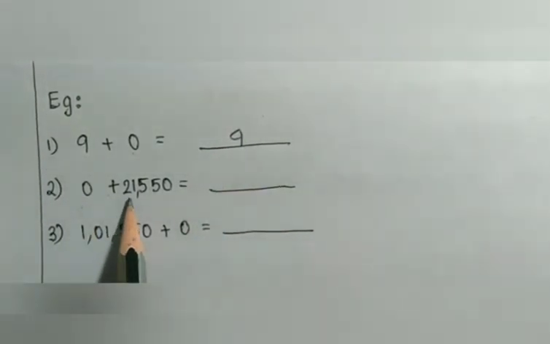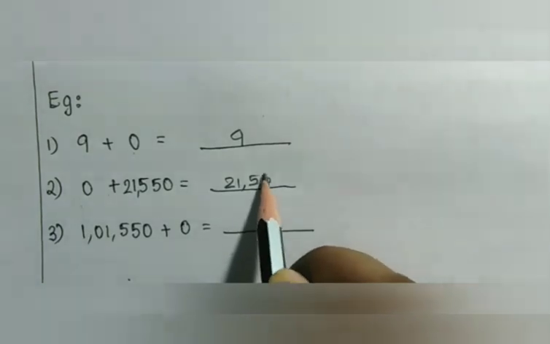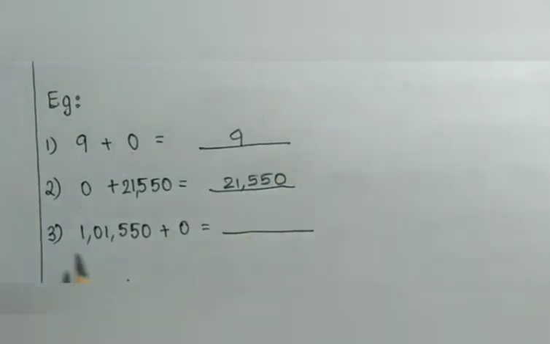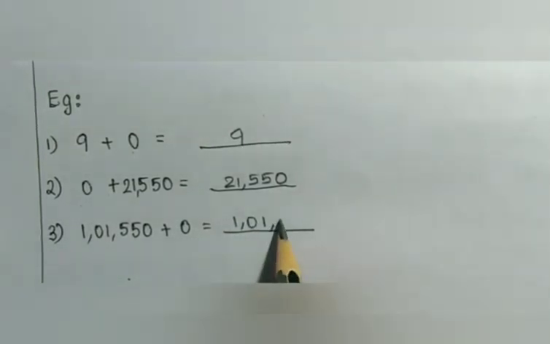0 plus 21,550 will give us 21,550. 1,01,550 plus 0. So the answer is 1,01,550.